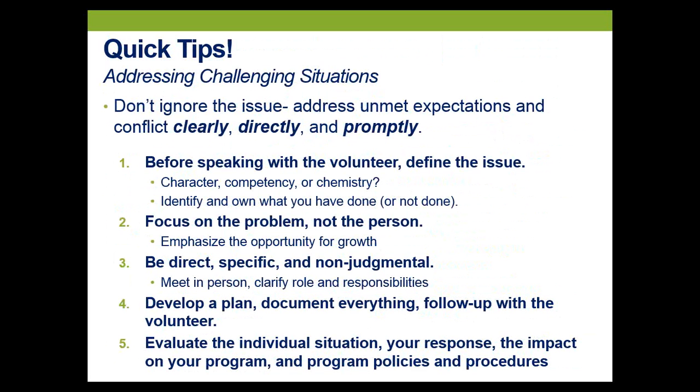Define the issue. Figure out if it was something to do with the individual's character, their competency, maybe their understanding of the job, or maybe just a chemistry issue with them and your program or the role of the ombudsman. Identify on your own what you've done or not done. Maybe you weren't as clear as you thought you were and there's something you could do to improve that. Focus on the problem, not the person.